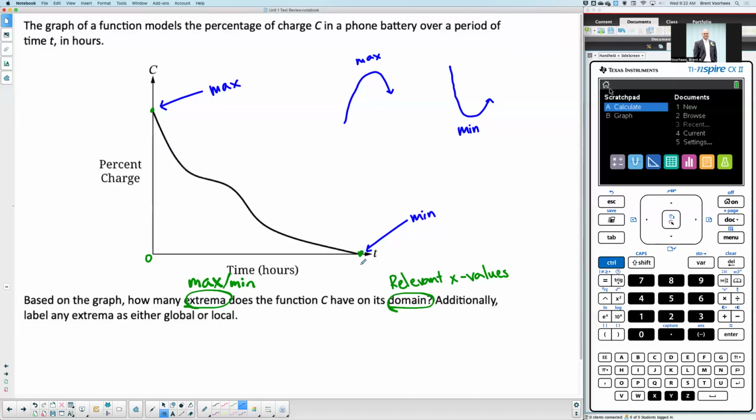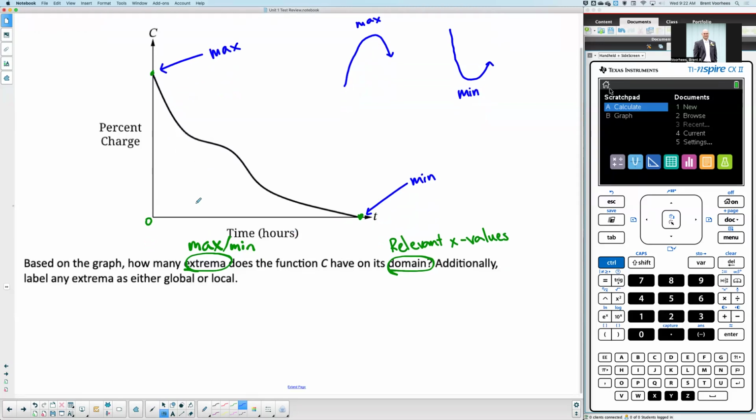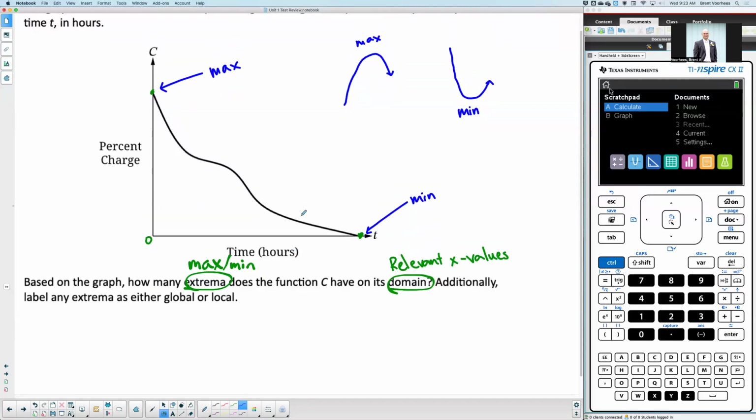Okay, so what you would need to do on the test, just so you know, is first off, how many extrema are there? We have 2 extrema. You would say 2 extrema, and here's how you would write this out. You ready? You would say there's 2 extrema. It switched colors on me. 2 extrema. And then you would list the values.